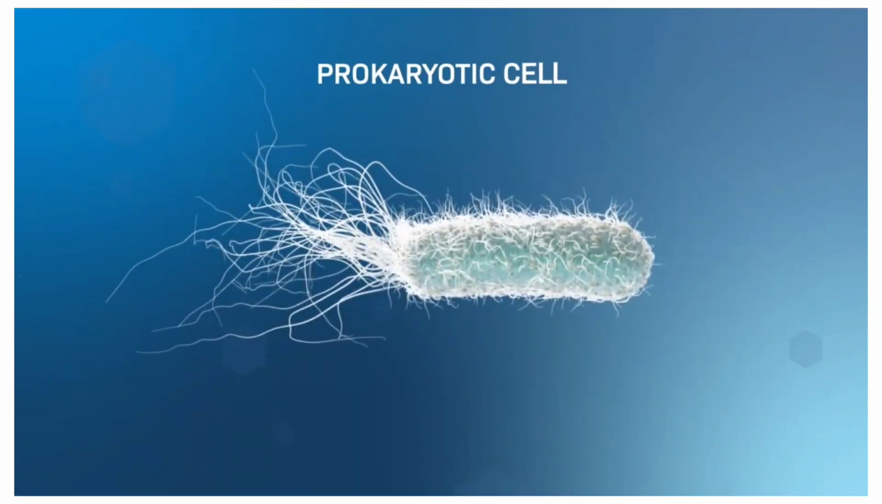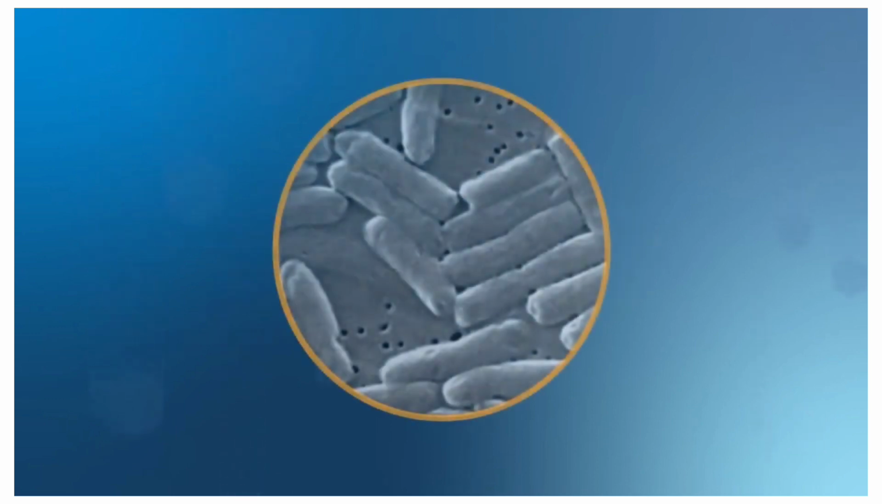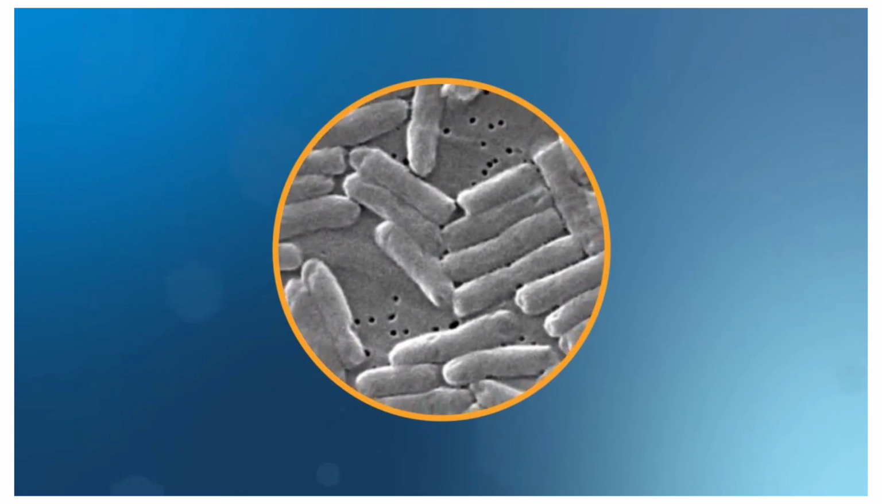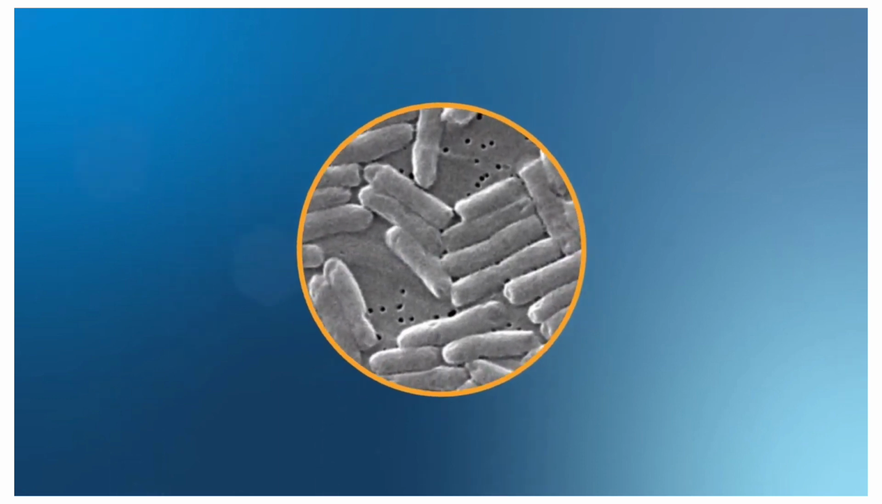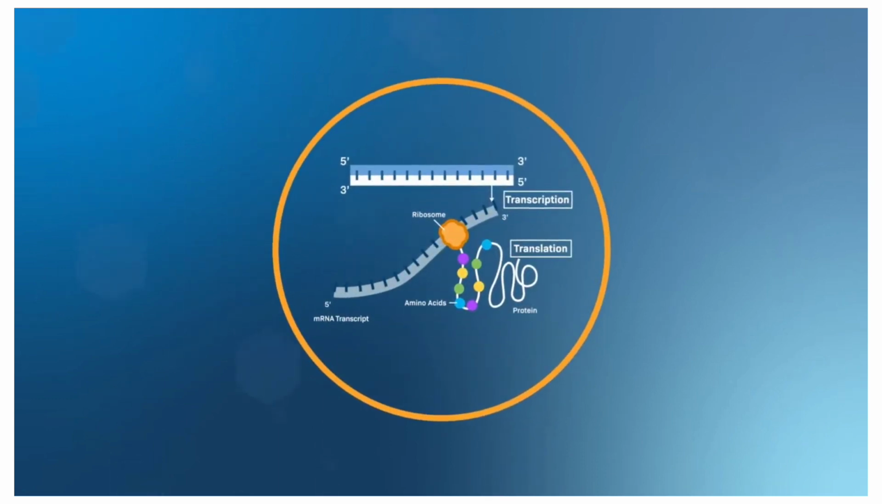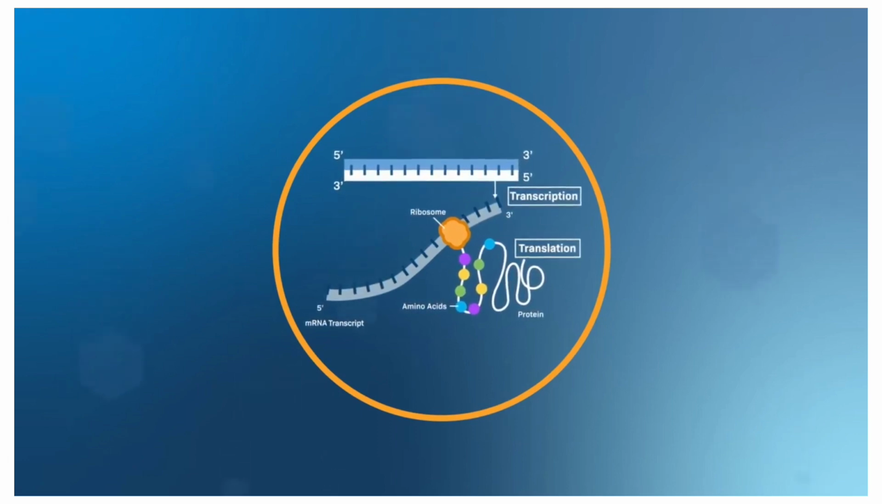Prokaryotic cells have fewer internal compartments and organizing structures than eukaryotic cells, yet they still accomplish the basic functions of life, like passing on genetic information and creating proteins to respond to their environment.